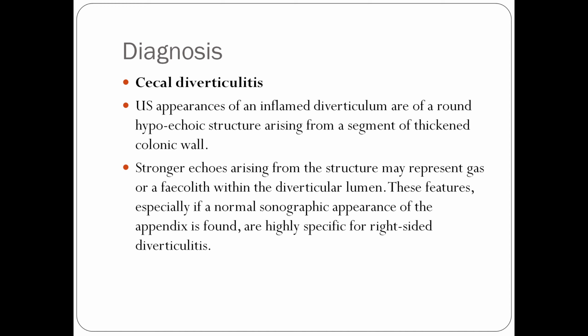So coming back to cecal diverticulitis, on ultrasound, we can see an inflamed diverticulum which appears round or rounded hypoechoic structure arising from the segment of thickened colonic wall. Stronger echoes arising from the structure may represent gas or fecalith within the diverticular lumen. These features, especially if a normal sonographic appearance of the appendix is found, these are highly specific for the right-sided diverticulitis.